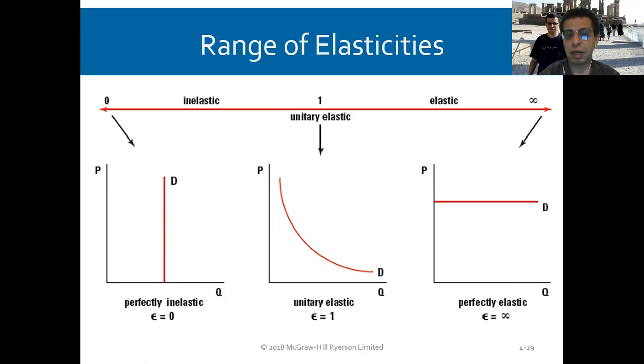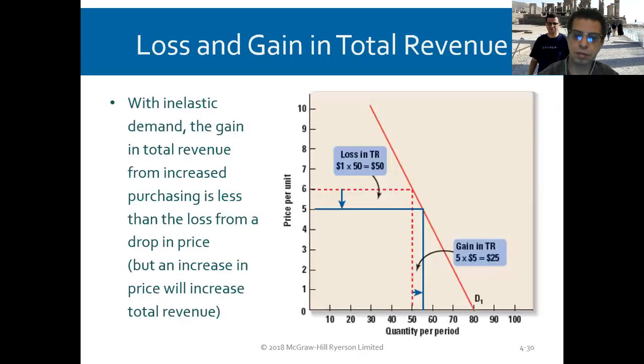In the unitary elastic, the percentage change in price equals the percentage change in quantity demanded. In the elastic one, quantity is stable no matter how much, but if you just increase the price 1 unit more expensive, people stop buying it. It's just like perfect competition. All the oil and gas stations have the same price. If one increases the price by $1 per gallon, nobody will go there anyway. And this is what perfect elastic is.